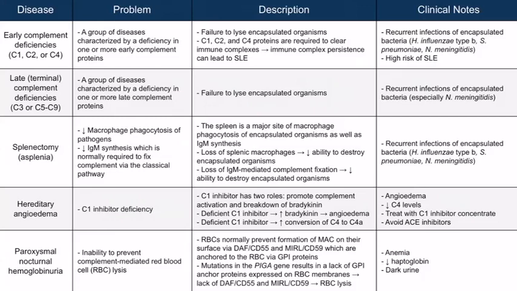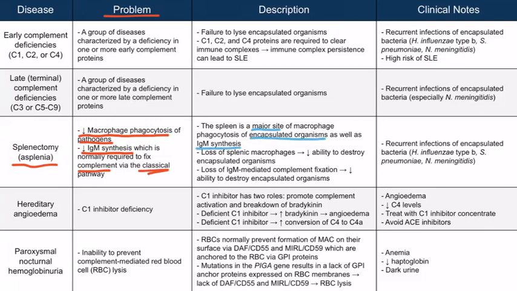Next, let's discuss the consequences of splenectomy. So here's the problem. Without a spleen, there's decreased macrophage phagocytosis of pathogens. Secondly, there's decreased IgM synthesis, which is normally required to fix complement via the classical pathway. So as you can see, there are two reasons the spleen is necessary for clearing out encapsulated organisms. Because the spleen normally is a major site of macrophage phagocytosis of encapsulated organisms, as well as IgM synthesis.